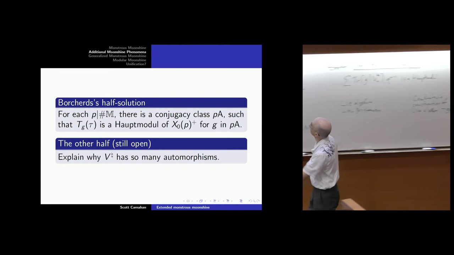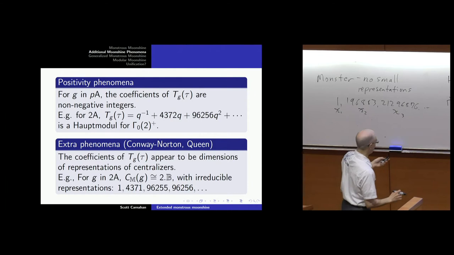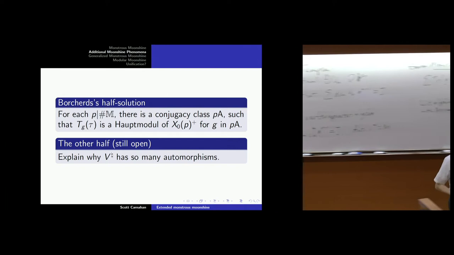And so that's really a more philosophical question, and we don't have a very good explanation. It's just the monster is very big. So anyway, Ogg actually offered a bottle of Jack to Borcherds, but he refused because he thought it was only half-solved. And also, he doesn't like Jack Daniels.